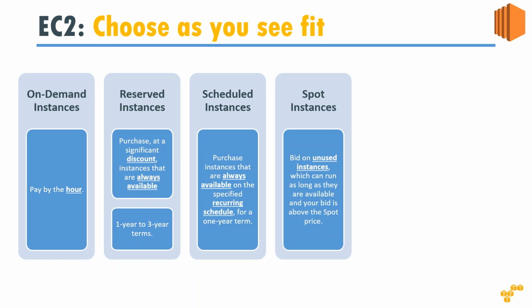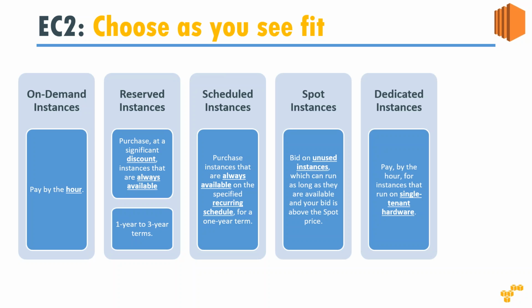Then you have your spot instances. This is bidding on unused capacity, and they will be available as long as your bid is above the spot price. If your bid is below the spot price, somebody else will take over it, and you will lose the instance capacity. And the next one is dedicated instances.